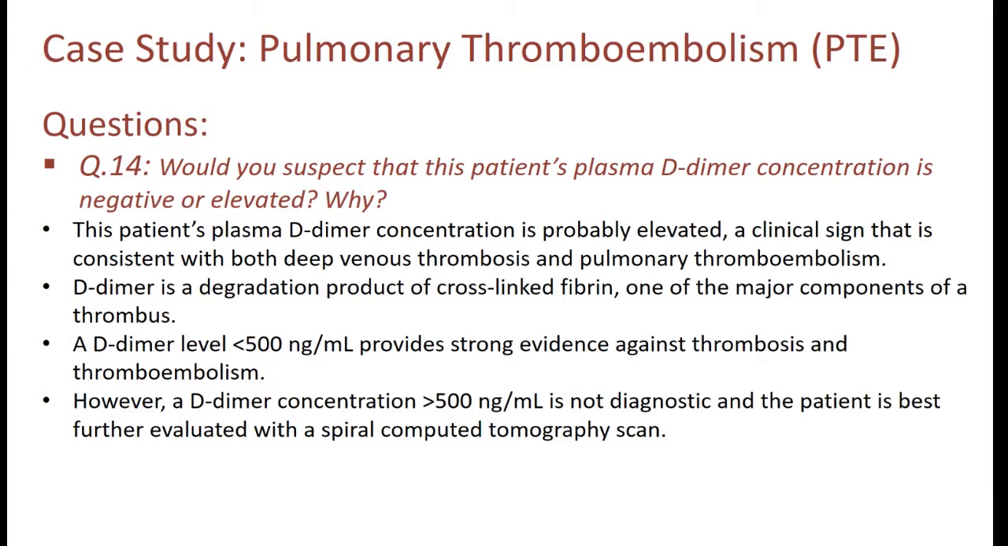So here, because the patient has pulmonary embolism, most probably her D-dimer is going to be elevated. The D-dimer is a degradation product of the freshly formed fibrin clot, and a level less than 500 nanograms provides strong evidence against thrombosis. If you have low D-dimer, less than 500 nanograms, it is not pulmonary embolism. But if you have a D-dimer more than 500 nanograms, it is still not diagnostic, and the patient still needs to be best diagnosed with a spiral CT or any other diagnostic procedures for pulmonary embolism.